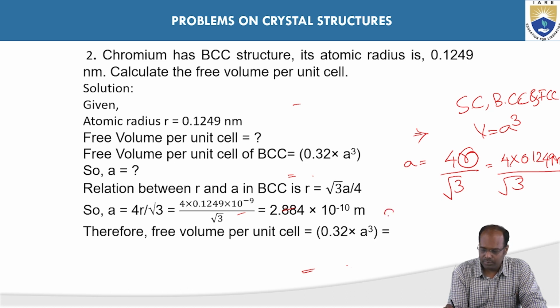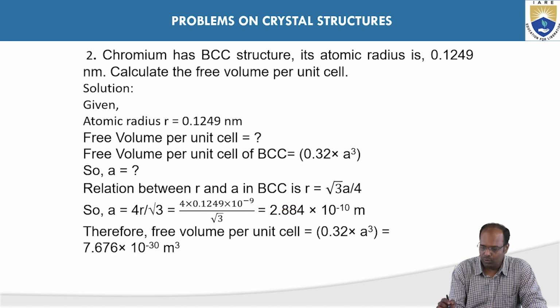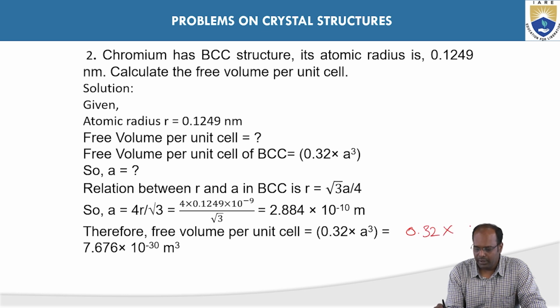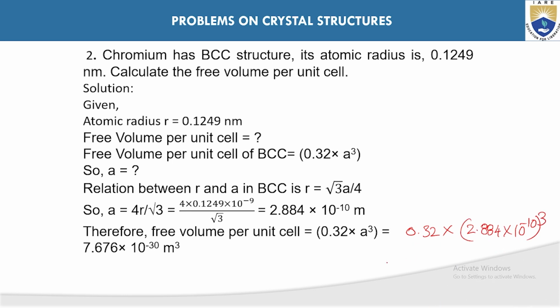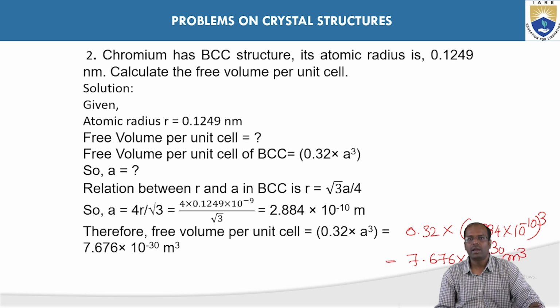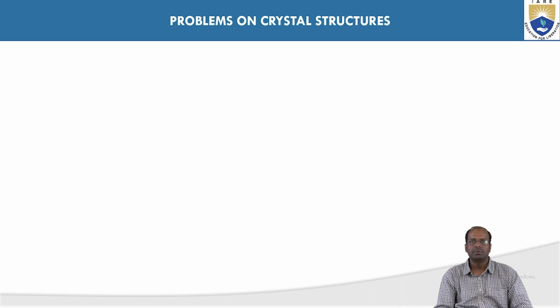a is equal to 2.884. So 0.32 into a cube means 2.884 into 10 to the power of minus 10 whole cube, which is nothing but 7.676 into 10 to the power of minus 30 meter cube. We are getting the final answer.